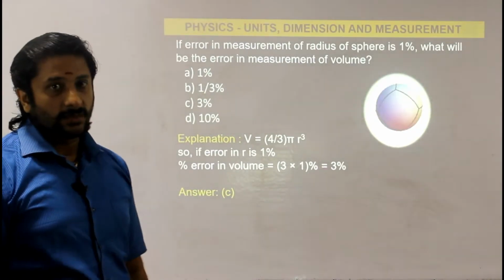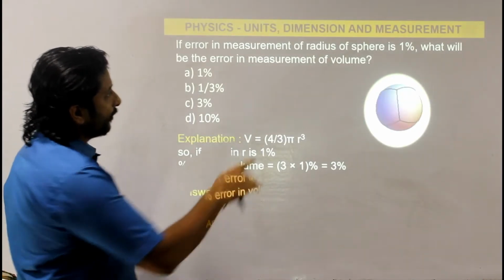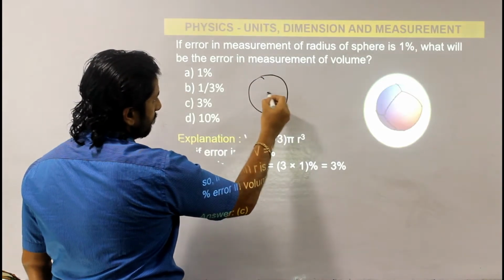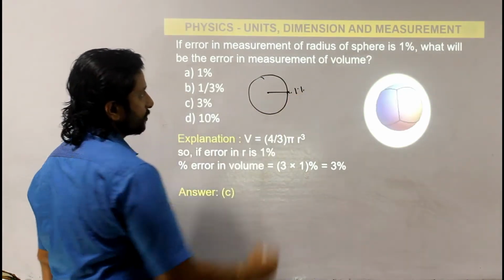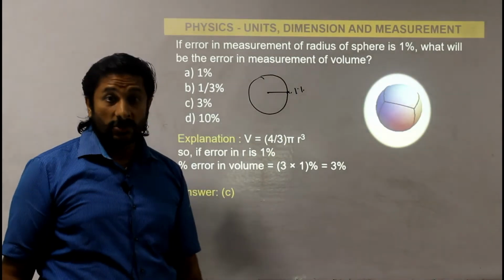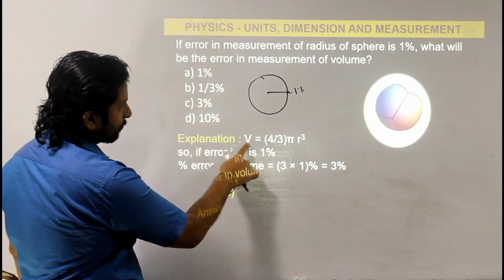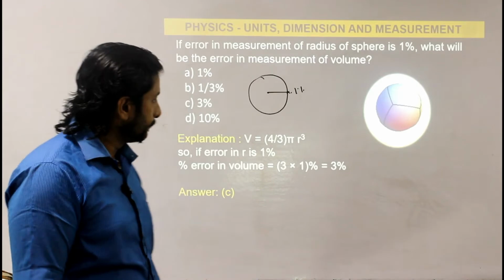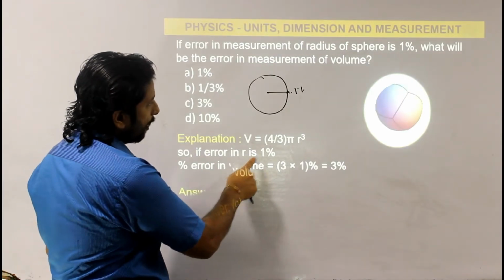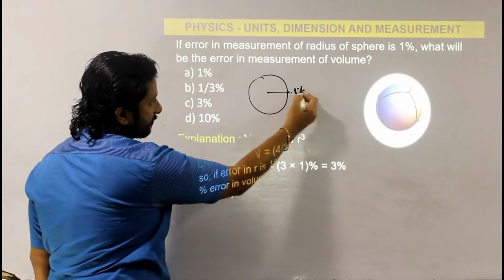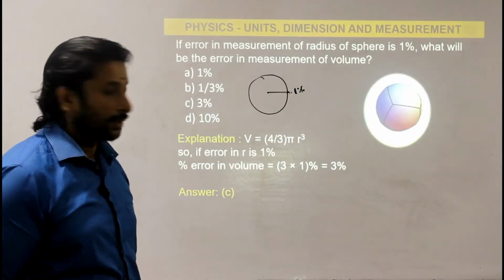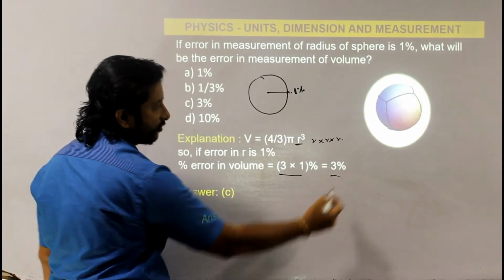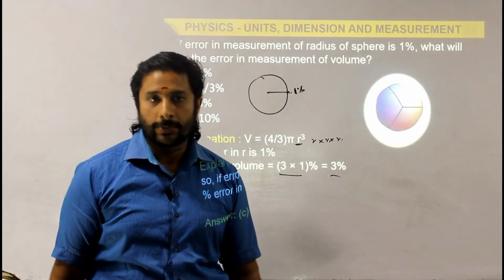Let's talk about errors. If error in measurement of radius of sphere is 1%, so I got my radius, there is an error of 1%. What will be the error on the measurement of volume? So volume V is equal to 4 by 3 pi r cube because it's a sphere. And if the error in R is 1%, we got r cube here, R into R into R. Obviously 3 into 1 is 3% of error will be happening in the volume.